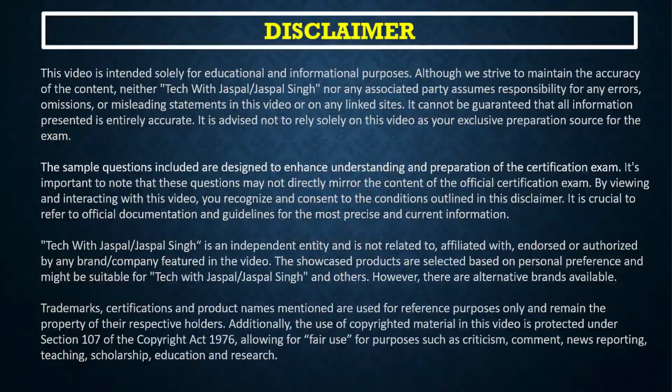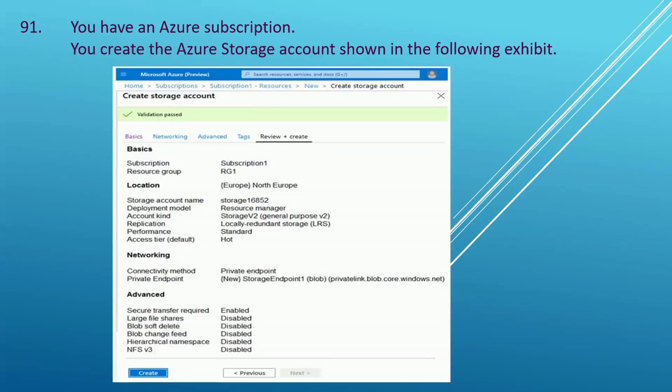Now let's jump right in with question number 91. You have an Azure subscription. You create the Azure storage account shown in the following exhibit. Now, in the exhibit, you have a screenshot basically showing you the creation of the storage account. Basically, the validation has passed and there are certain properties that you can see on the screen. Some of the notable properties are it is being created in a subscription named subscription 1 and the resource is created in the resource group RG1 where its location is North Europe and the storage account name is storage 16852.